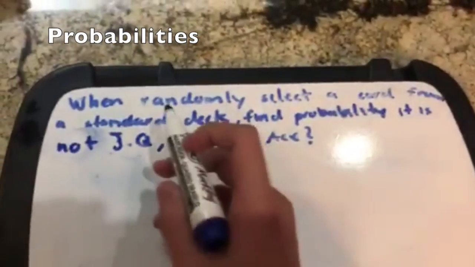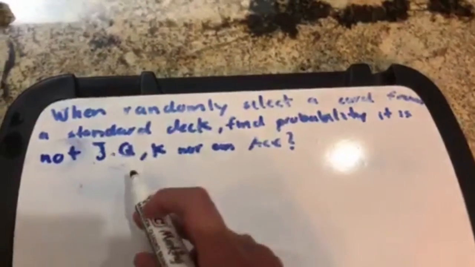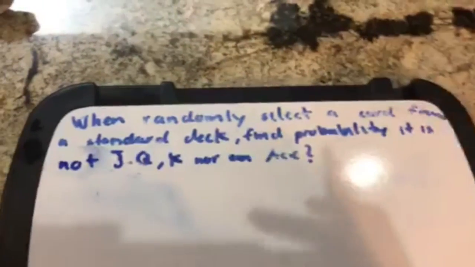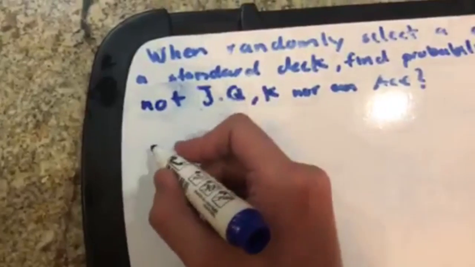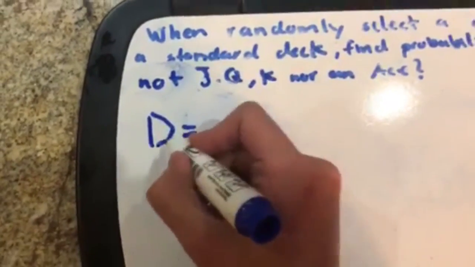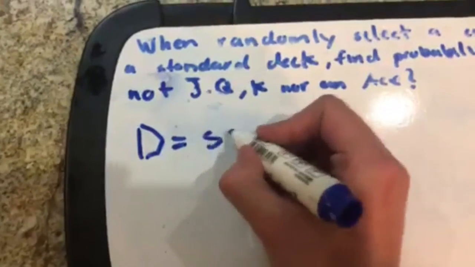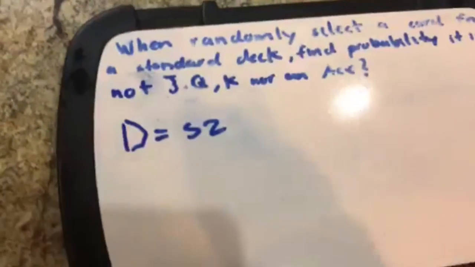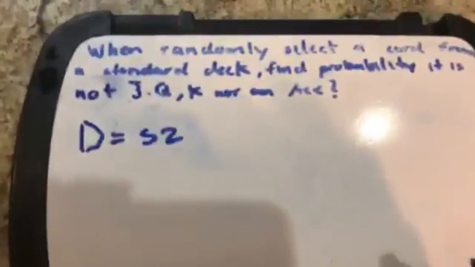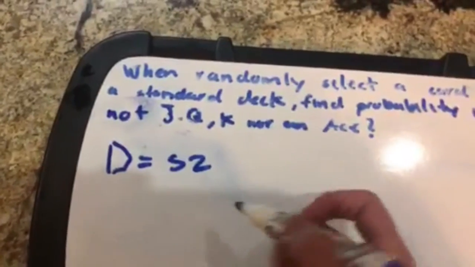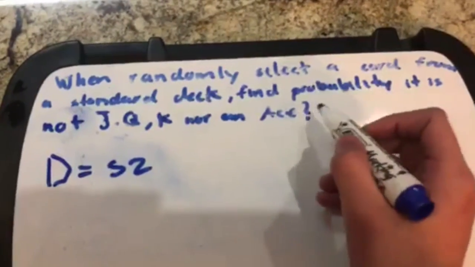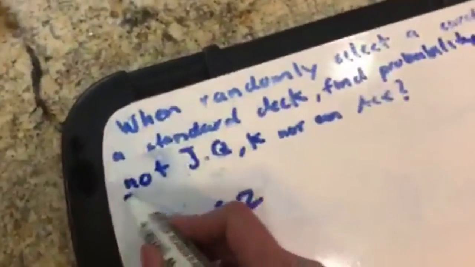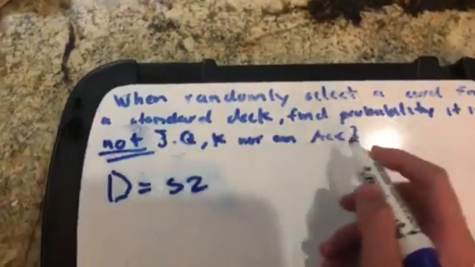In this problem, it asks the probability it is not J, Q, K, nor an ace when randomly selecting cards from a standard deck. So what we first need to do is to get our sample space. This is a D because D stands for sample space, and it is 52. Why? Because a standard deck of cards has 52 cards. That's a little obvious. Now, after this, we need to find what the problem asks us, which is the probability it is not J, Q, K, nor an ace.